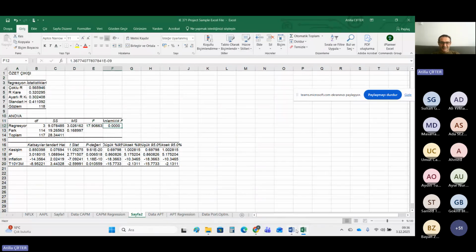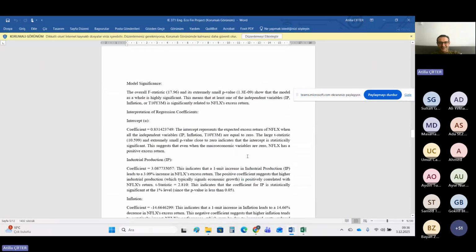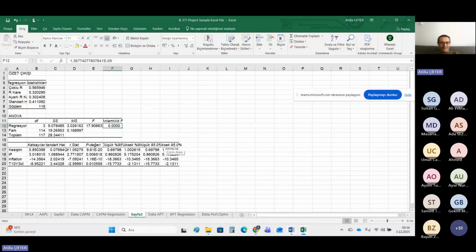I even explained here overall significance, as you can see. And here, coefficient, slope coefficient, constant coefficient, kesişim, industrial production, inflation, and treasury. As you can see here, the p-values, let me just see them. All of them are statistically significant, even constant.